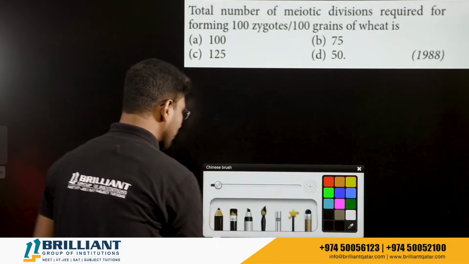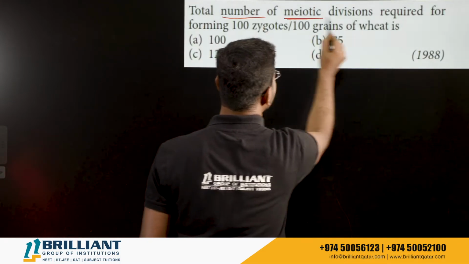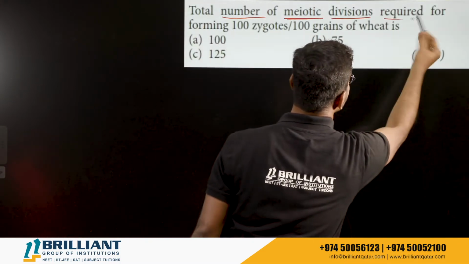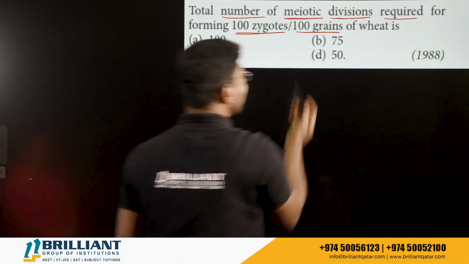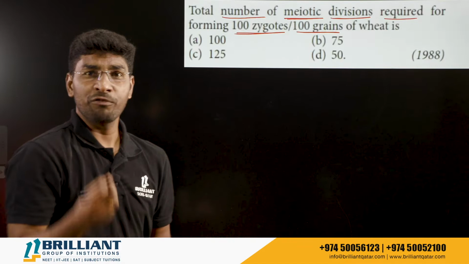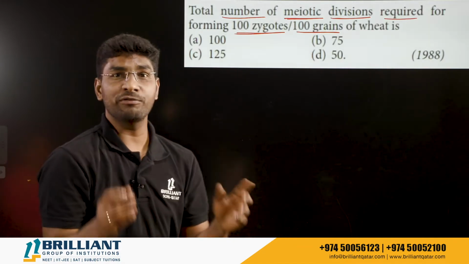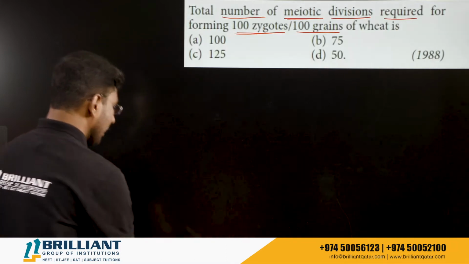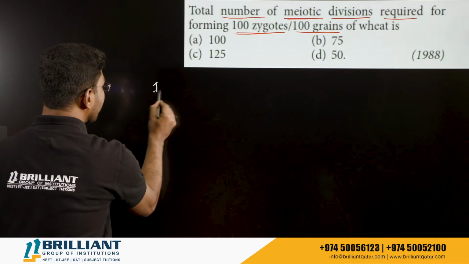Look at the question. The question asks for the total number of meiotic divisions required for the formation of 100 zygotes or 100 grains. Grains means seeds. We know seeds will form after fertilization. A zygote will form after fertilization. Let me take here how many zygotes are given: 100 zygotes, right?